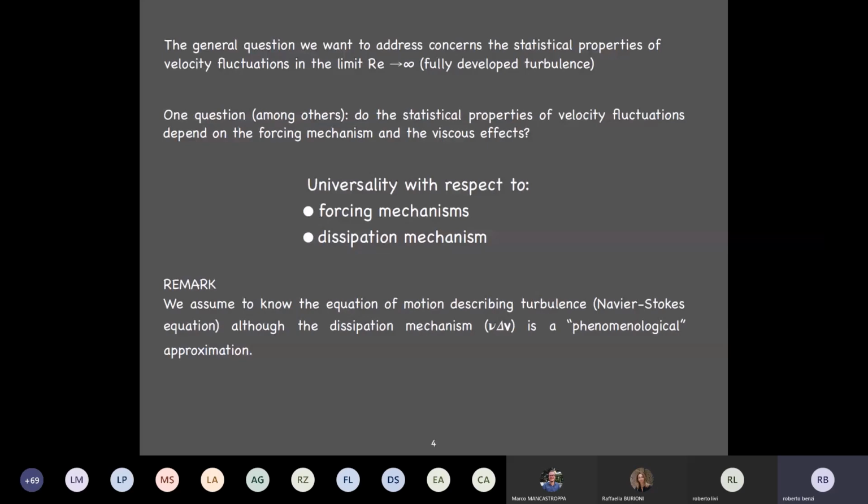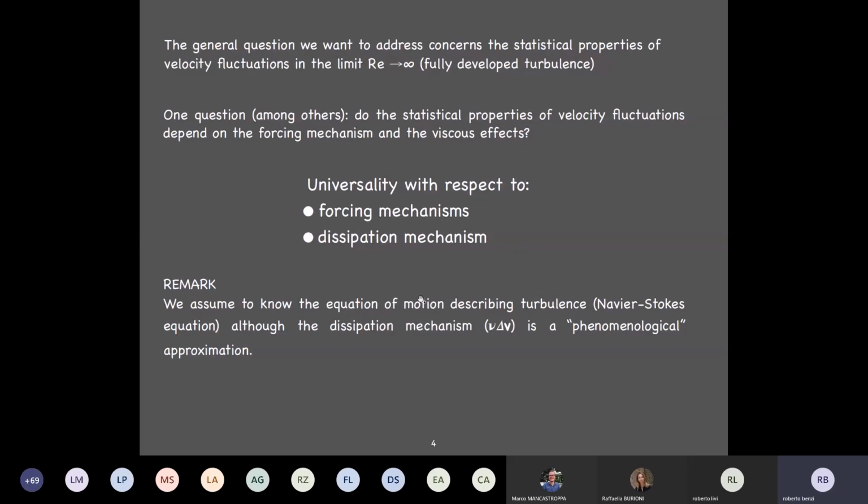In other words, when we look at homogeneous and isotropic turbulence in the fully developed case, do we expect universality with respect to the forcing and dissipation mechanism, or should something that depends on the forcing and dissipation anyway shape the statistical properties of small-scale turbulence? Let us still remember that the only thing that we think is phenomenological is just the dissipation mechanism.